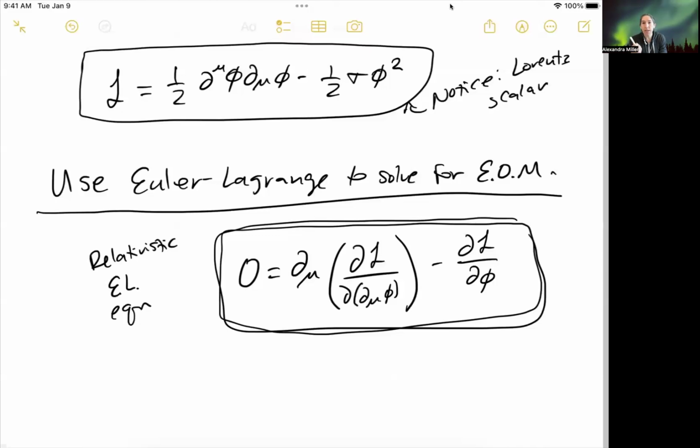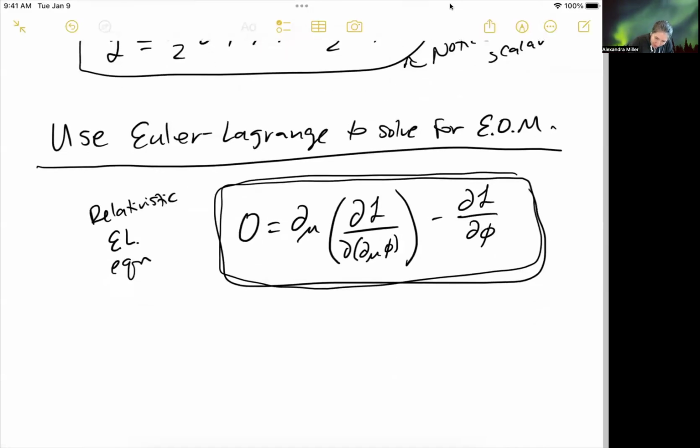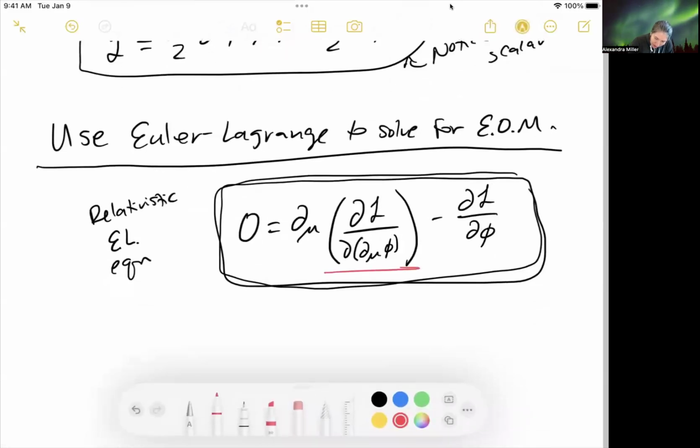Again, if we had a more complicated theory where we have different types of fields, whether they all be scalar or maybe we have vector fields, then we would have an Euler-Lagrange equation for each field. Here we just have one field, we just have one equation. This first term right here probably looks a little weird to you, like what does this mean? But this is the same thing as taking a derivative with respect to x dot, right? Where we just treat d mu phi like a thing that we're taking a derivative with respect to.